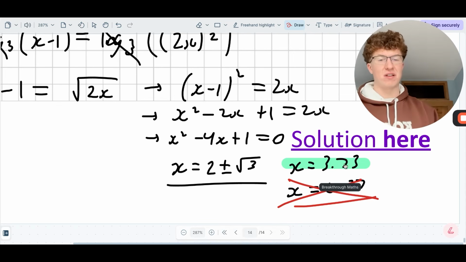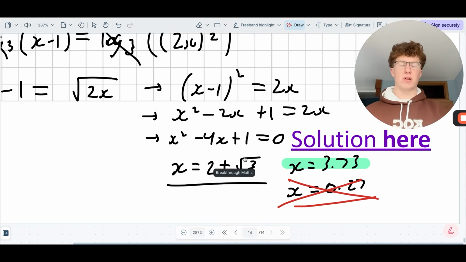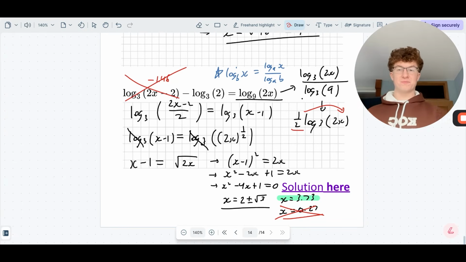So 3.73, or x is equal to 2 plus root 3, is the only solution to this equation. And that's the end. Boom.